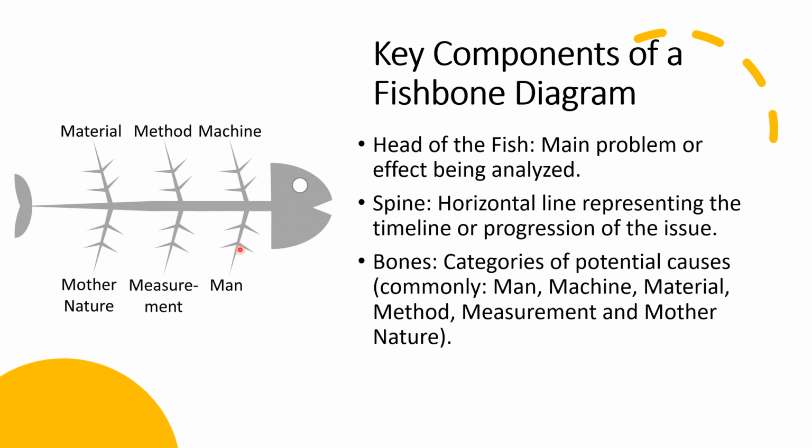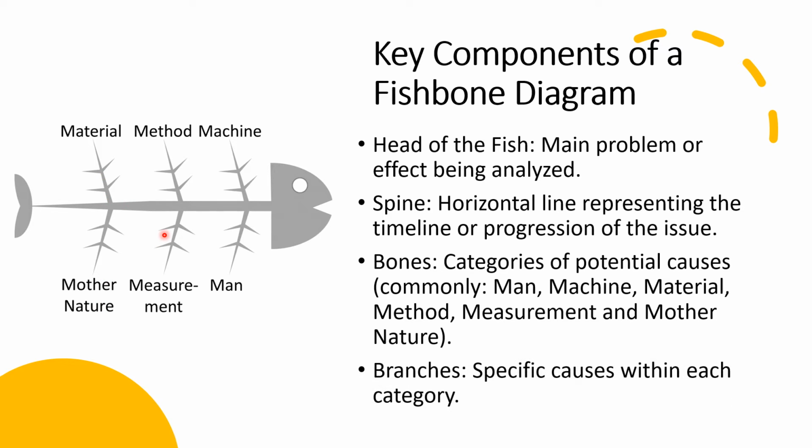Next are the bones. Mainly these bones are man, machine, measurement, method, mother nature and material, right? Next are the branches. Here you can see that in the bones there are several branches we can elaborate, right? So a specific cause within each category we need to elaborate. The details of this we will discuss in the subsequent slides, right?